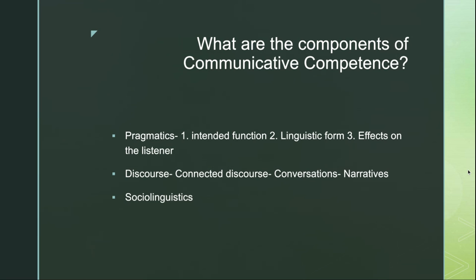An example of intended functions would be a child asking his friend, "I want to borrow your ball today." The speech acts to request something. The linguistic form of this example is a declarative sentence because he says he wants to borrow the ball, and the effect on the listener, which is his friend, would be that his friend lets him borrow the ball or he decides to not let him borrow the ball.